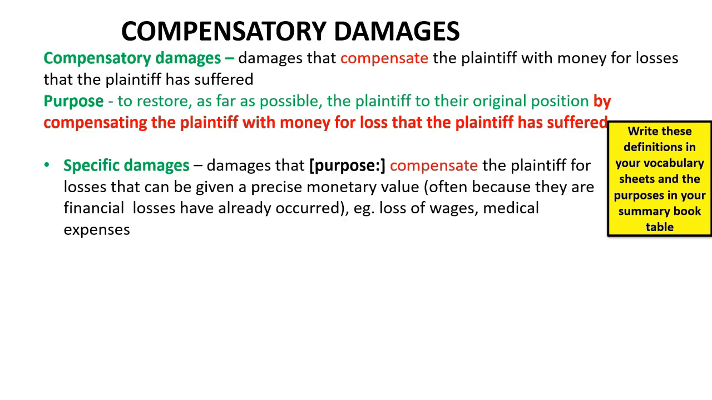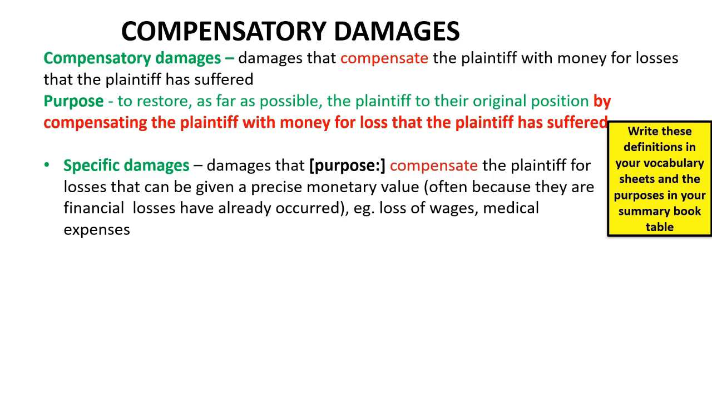So, where a loss is covered by specific damages, those damages perfectly restore the plaintiff to their original financial position. Summarize what I've just said about the extent to which specific damages achieve the overarching purpose of civil remedies in the right-hand column of your summary book table. Because specific damages perfectly compensate a plaintiff for losses that can be given a precise monetary value, there are no limitations on the ability of specific damages to achieve this overarching purpose in relation to these types of losses.